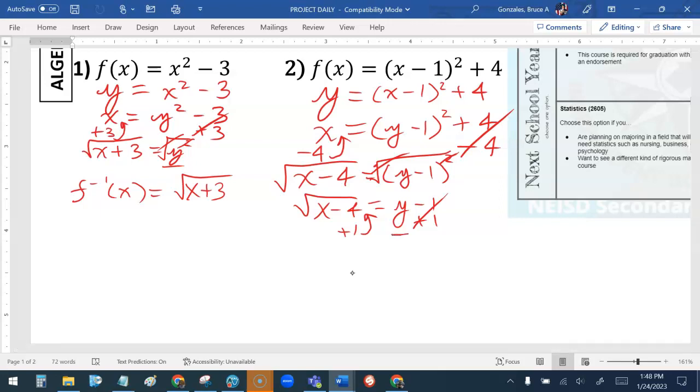And that gives me y by itself, so I can write it as an inverse function. F inverse of x equals the square root of x minus 4, and that plus 1 goes after. Please notice, minus 4 is inside, the plus 1 is not. You cannot combine them.